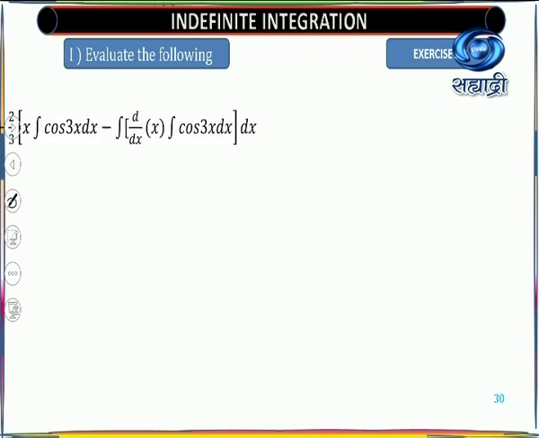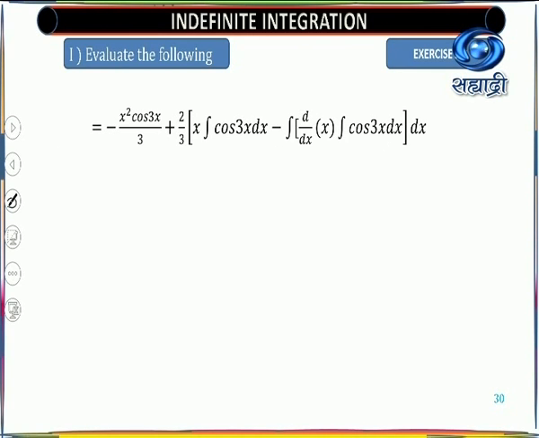So what you will get, the first term as it is, that is minus x square cos 3x upon 3 plus 2 upon 3. Again I told you that we are using x cos 3x dx. Here you are having this as u, this as v. So now look at here. This is x into integral of cos 3x dx minus integral of derivative of x into integral of cos 3x dx, that is the integration of the product of the functions. So we'll start with that.